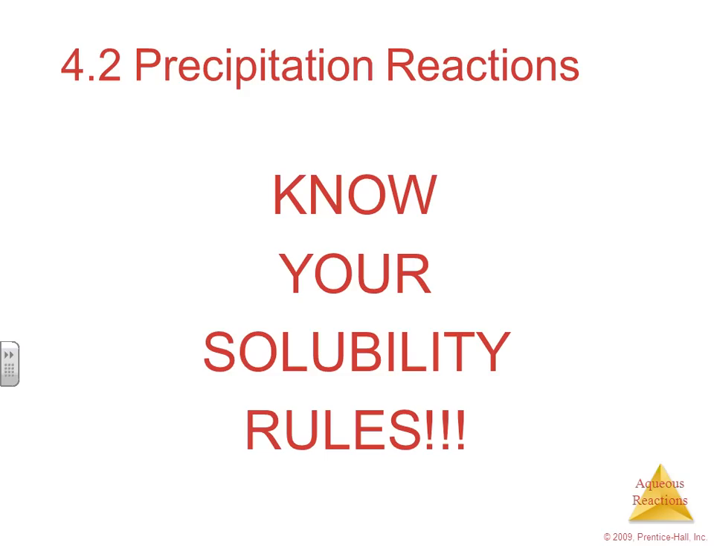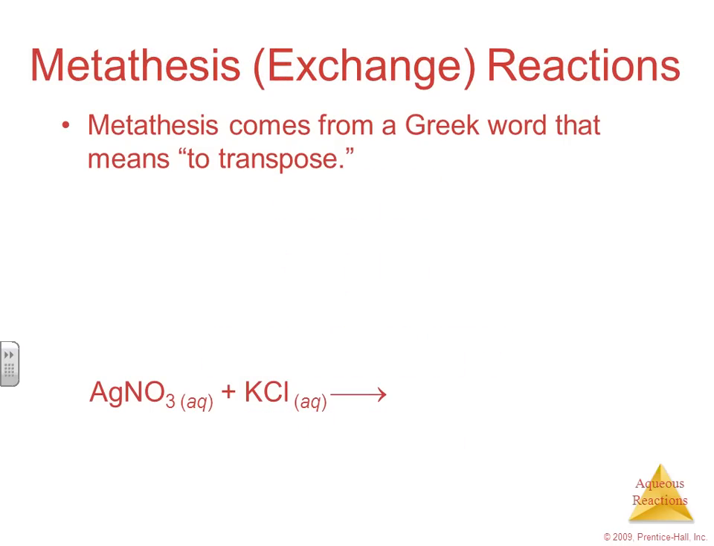Remember, moles per liter is big M, molar. For precipitation reactions, you have to know your solubility rules. You have to identify if something on the product side is going to be insoluble or not. Now, the scientific name for what we're looking at here with exchange reactions is called metathesis. So what we called double replacement last year is really an example of what's known as metathesis. Metathesis comes from the Greek word meaning to transpose.